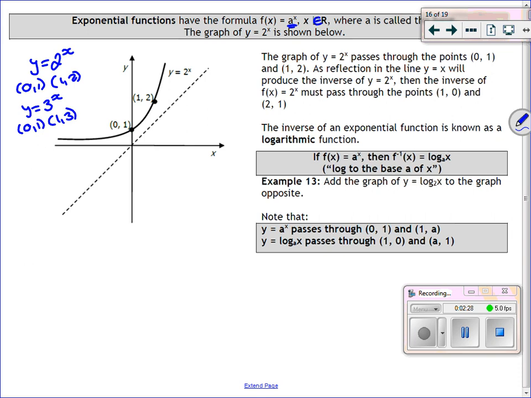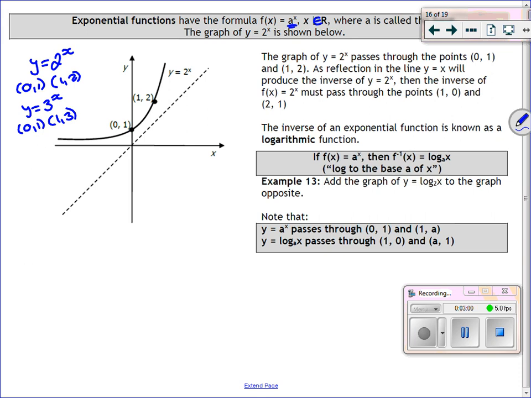So in this example here, I've got the graph of y is equal to 2 to the power x. So it goes through the point (0, 1) and (1, 2). Example 13 is asking us to sketch the graph of the inverse function of that. Now the inverse of an exponential function is called a logarithmic function. So again, don't worry too much about what these terms mean. You'll learn more about these types of functions towards the end of the course.